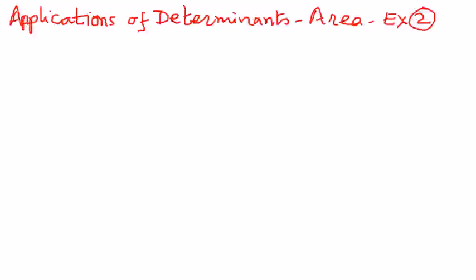Welcome to my presentation. In this presentation, let us try to find the area of a triangle using determinants. Let us say in this example, the vertices of the triangle are given to us as follows: -1, 2, and then 2, 2, and then -2, 4. Let's say these are the 3 points given to us, and we want to find the area of this triangle.